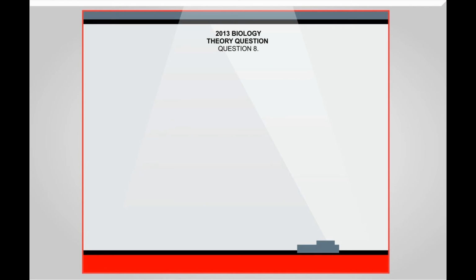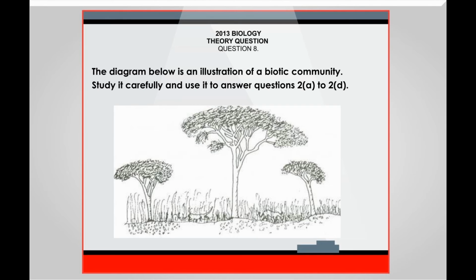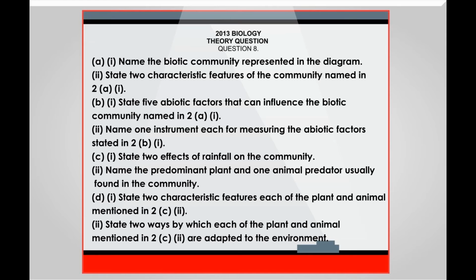Question 8. The diagram below is an illustration of a biotic community. Study it carefully and use it to answer questions 2A to 2D. AI. Name the biotic community represented in the diagram. II. State the two characteristic features of the community named in 2AI.